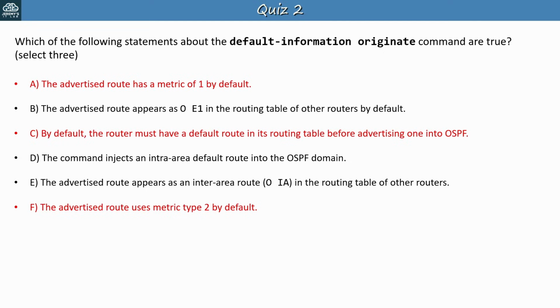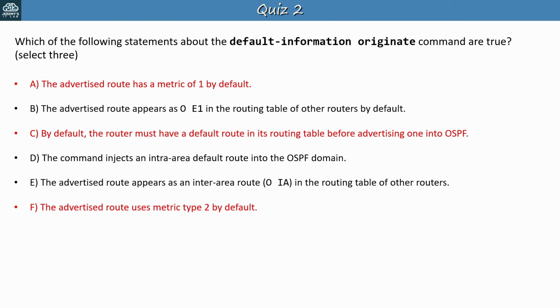C is correct because if you don't specify the always keyword in the command, the router must have its own default route before it advertises one into OSPF. And F is correct because the advertised default route uses metric type 2 by default. External routes can use metric type 1 or 2, and 2 is the default for this command. And that means B is incorrect, because OE1 is for an external route using metric type 1. The default for this command is OE2.